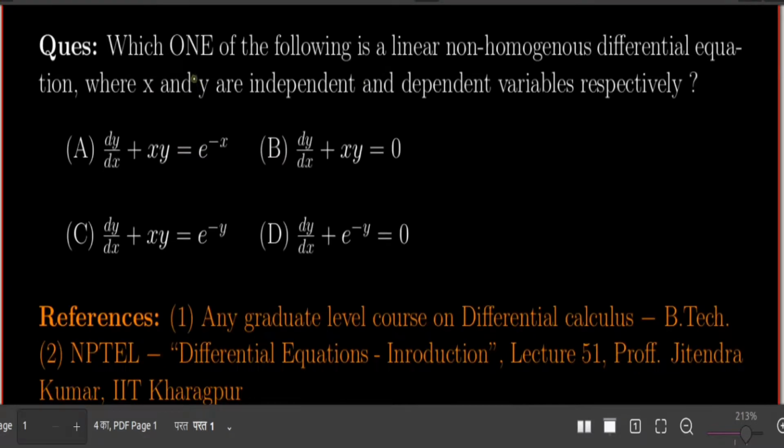The question says, which one of the following is a linear non-homogeneous differential equation, where x and y are independent and dependent random variables respectively? There are 4 options given and we are told to choose which one of them is a linear and non-homogeneous differential equation. Okay, so let's proceed.